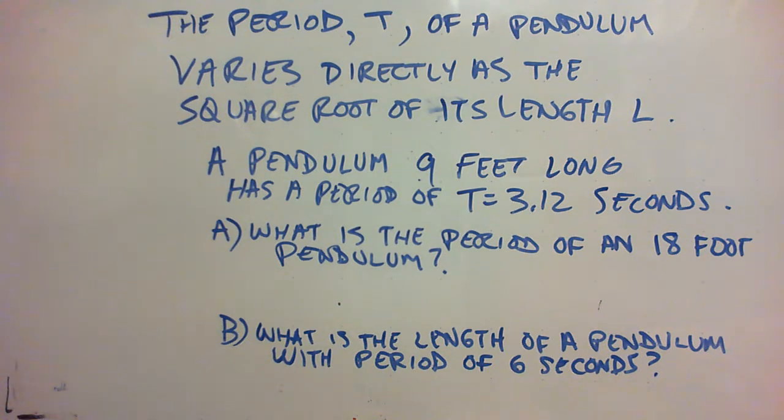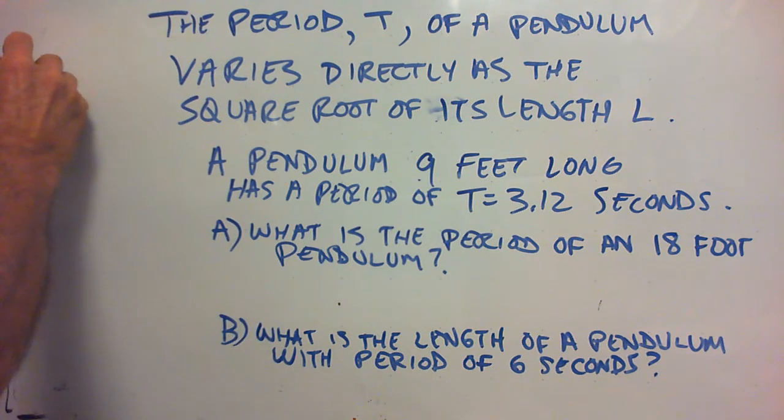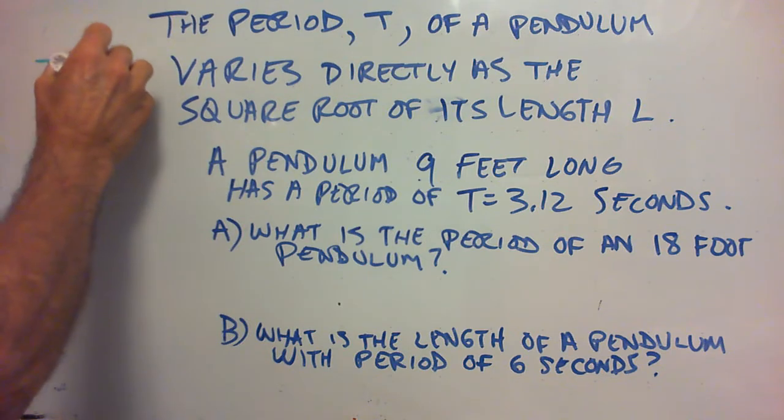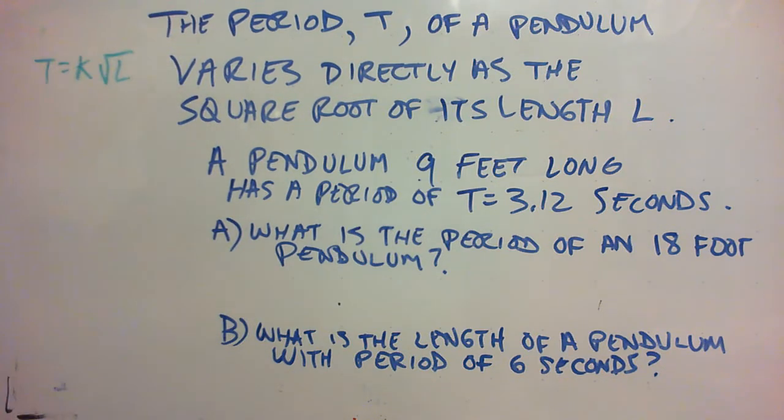Now, to do all this, we need a model. Just like the previous problems, we have to start with a model, and it says t varies directly as not L, but the square root of L. So our model is t equals k times the square root of L.